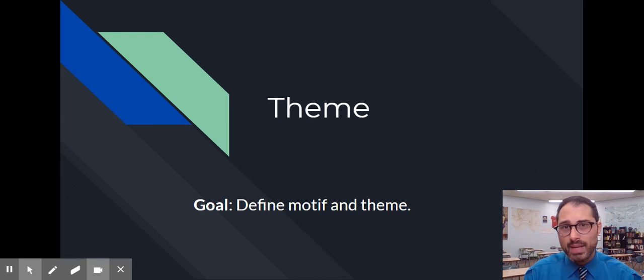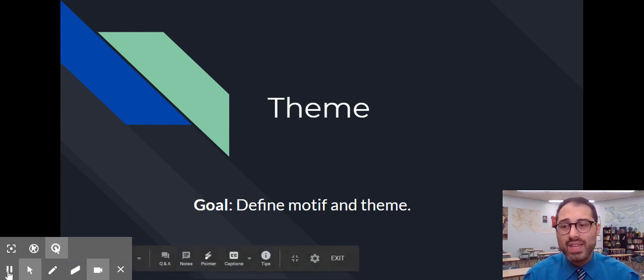You will next be able to go into your own novel or story and identify themes and motifs. But at this point, you should know what a motif is and what a theme is.